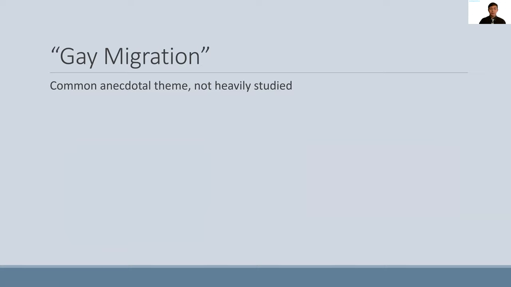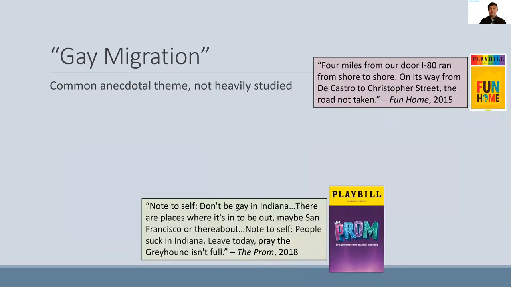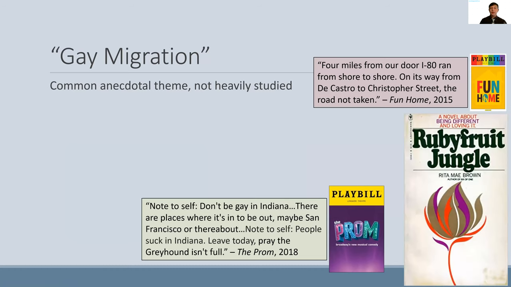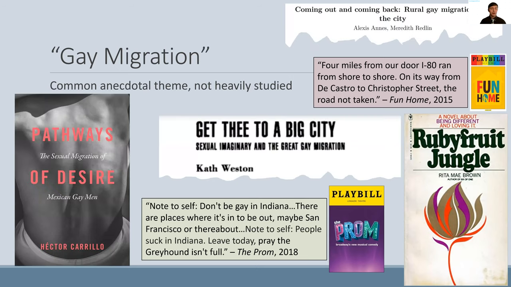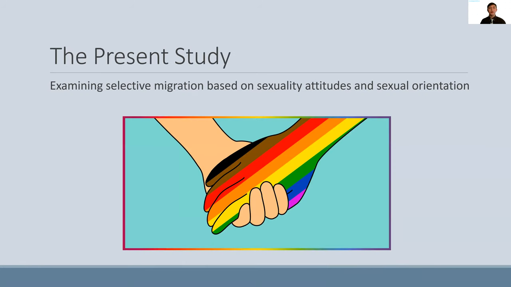This is a very common theme in a lot of works, for example, in works of fiction, such as musicals or books. I think this line from the musical The Prom really outlines this well, where the lead character, a lesbian high school student, talks about how she wants to get out of Indiana and go somewhere more accepting like San Francisco, and she's just hoping that the bus will be able to take her there. This also comes up in works of nonfiction, such as books and even some papers. And despite this theme being so common, there's just not a lot of quantitative empirical research that has been done to examine how people migrate based on their sexual orientation, or at least until my study.